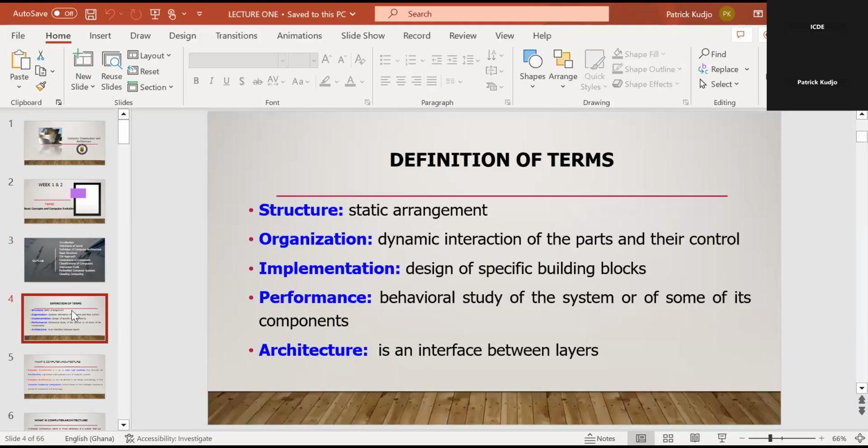Now let's look at some terminologies. Structure. What is structure?